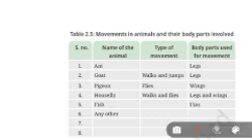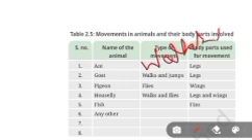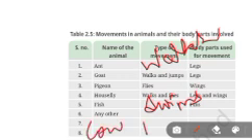What does an ant do? It walks. Fish swims. Let's take one more example of cow. Cow walks. Cow walks with legs.